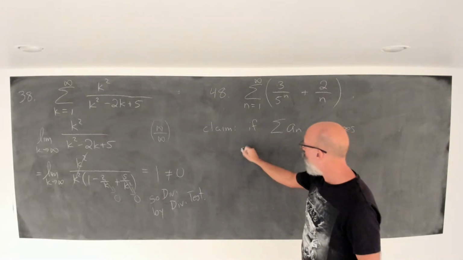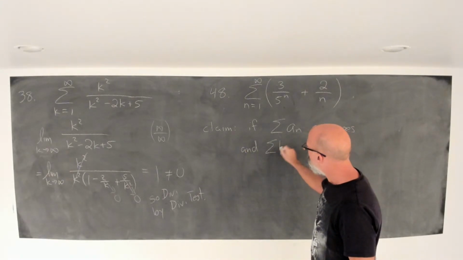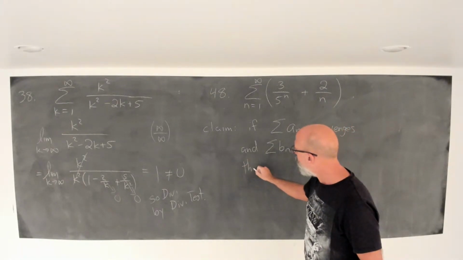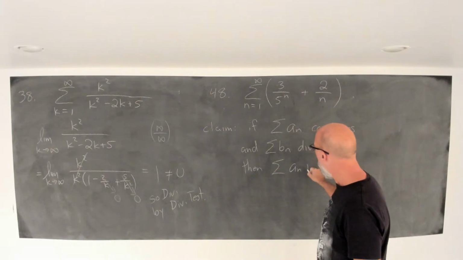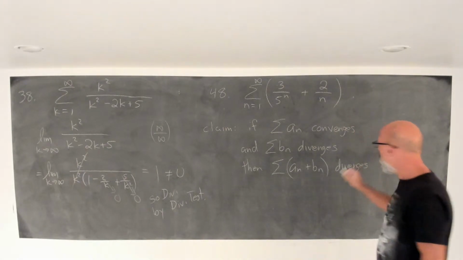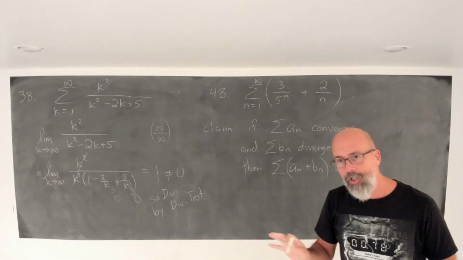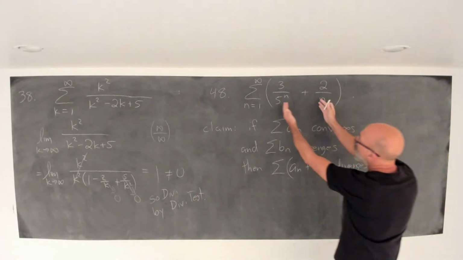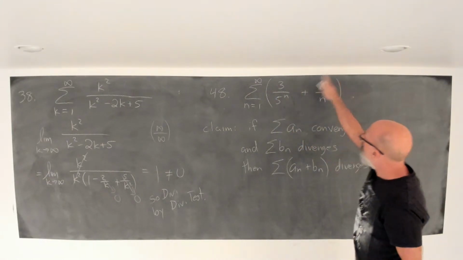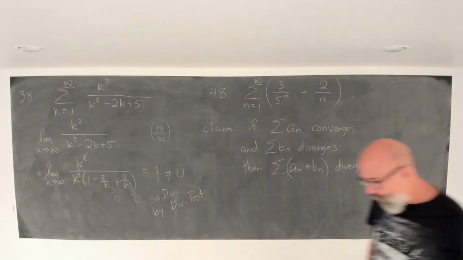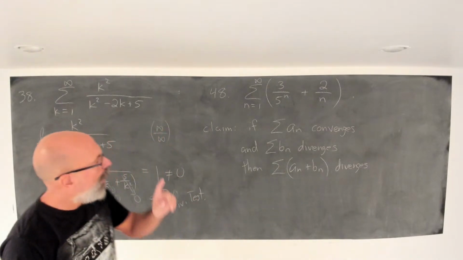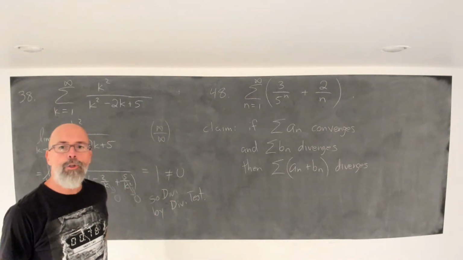If the series AN converges and the series BN diverges, then the series AN plus BN diverges. And perhaps you're thinking to yourself, this is trivial because I can just split them up. This one converges, that one diverges, and consequently the whole thing diverges. But you're not allowed to do that. You're only allowed to do that if both converge to begin with.